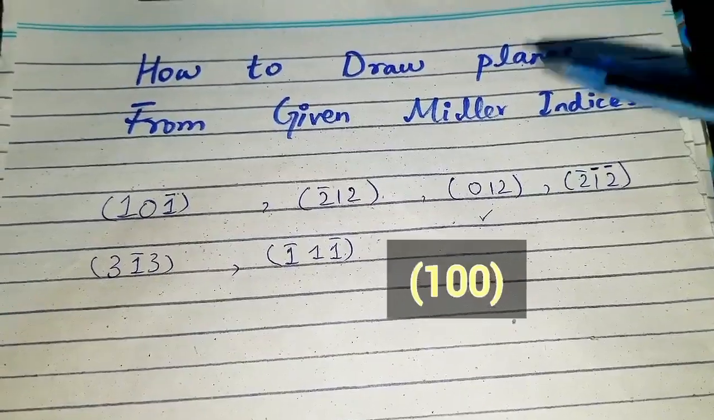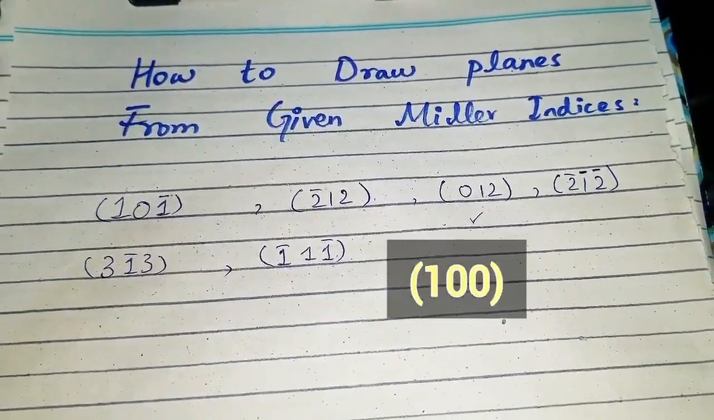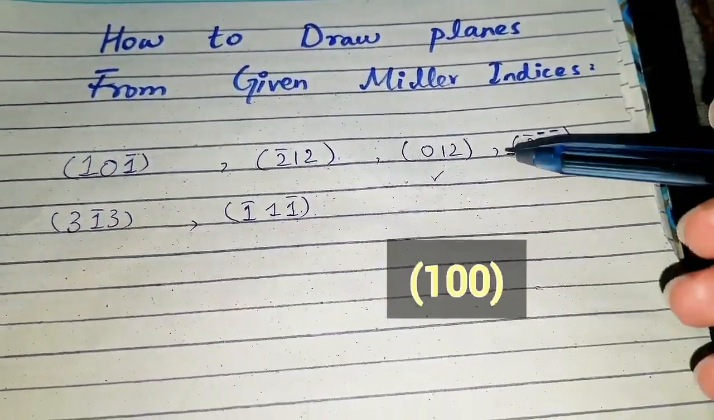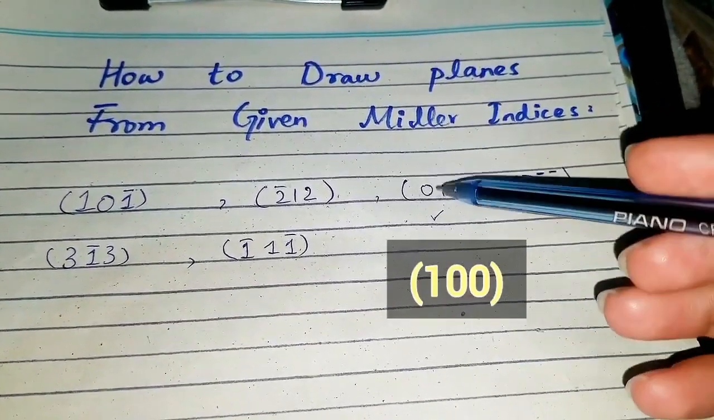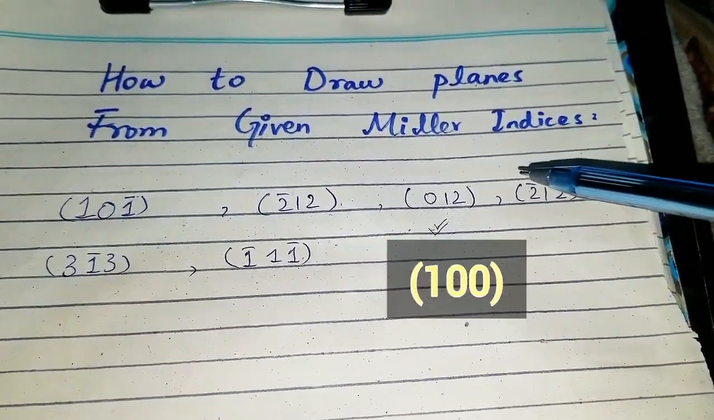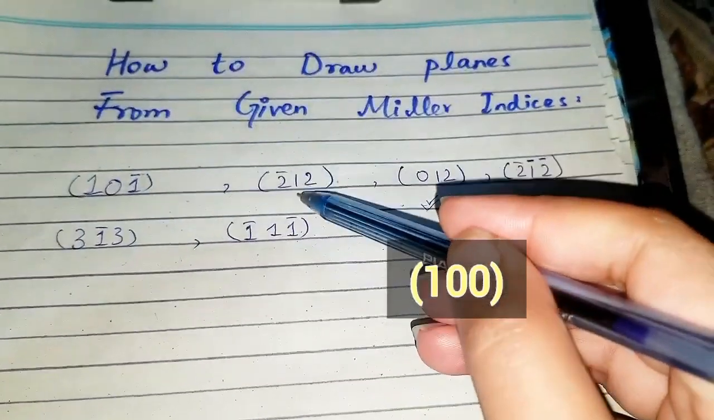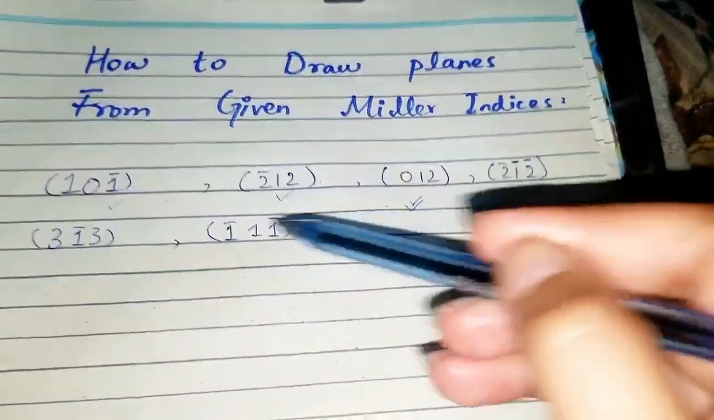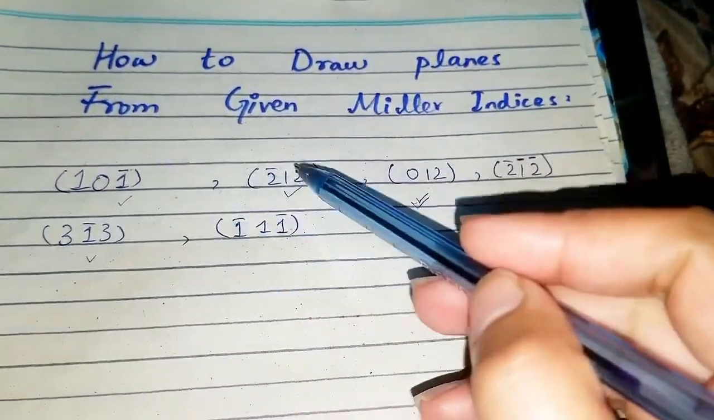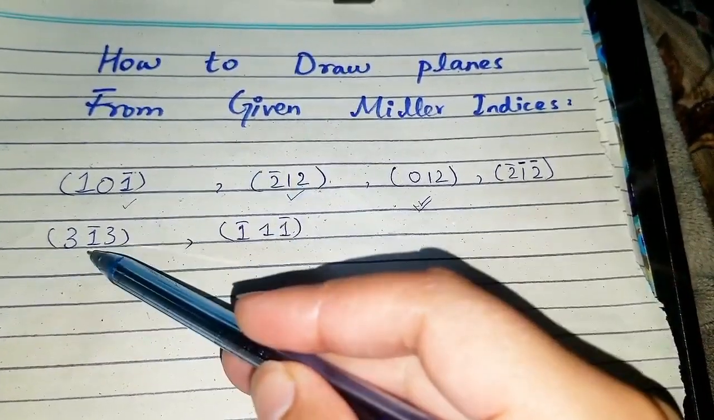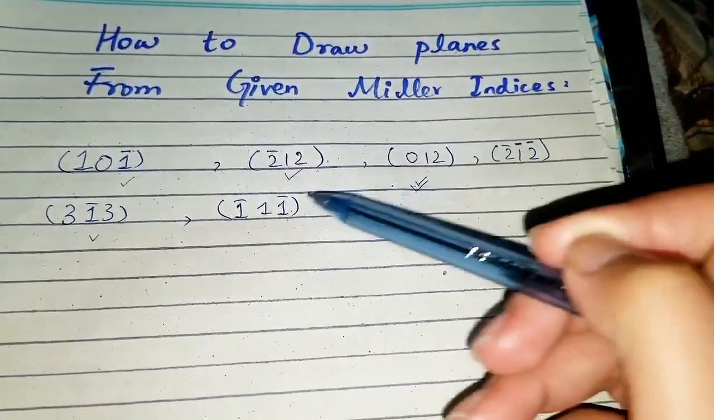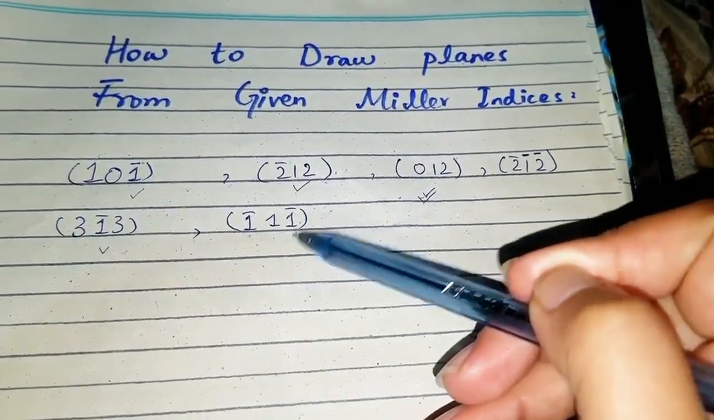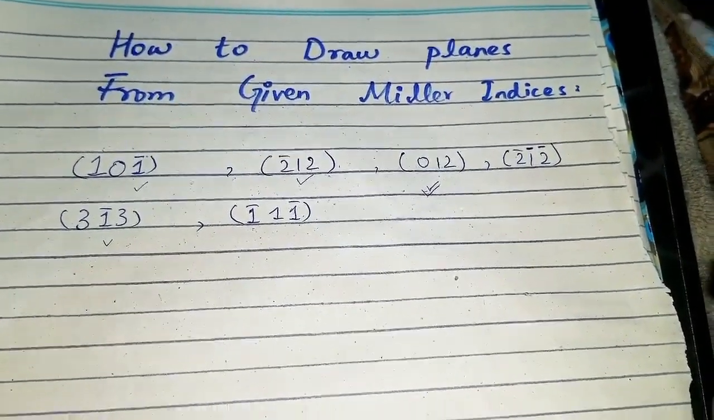In this video, we'll see how to draw planes from given Miller indices. Here the Miller indices are of all kinds. The sets are of all kinds. For example, the planes with all positive Miller indices, the planes with one of the indices negative. As you can see here, the x index is negative, the y index is negative, and here the z index is negative. In a case where two of the indices are negative, we can see here the x and z indices are negative. The method will be clear.